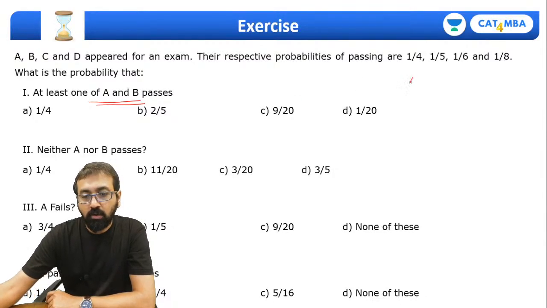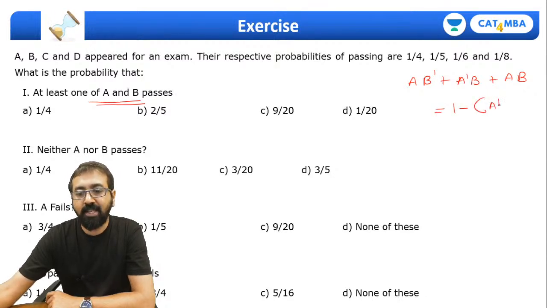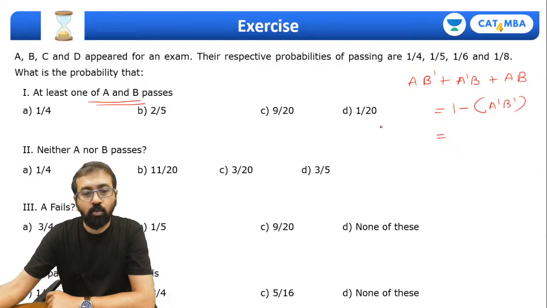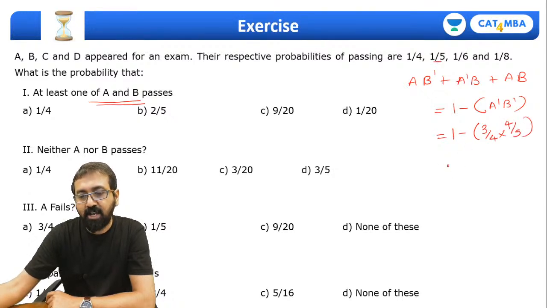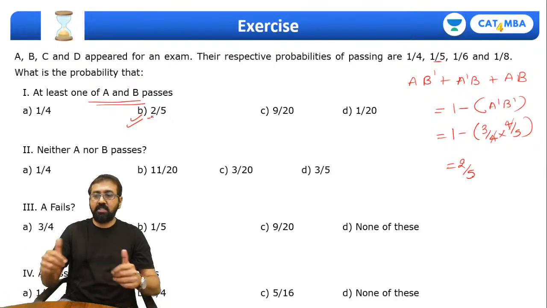Okay, so at least one of A and B passes means A pass, B fail, A fails, B pass, or both pass, and this is equal to 1 minus both fail. So we can simply find out the probability of A failing. Passing is 1/4, so can I say failing is 3/4. B passing probability 1/5, so failing probability 4/5. So this will come out to be 2/5. The answer is 2/5. Are you all clear with this question?